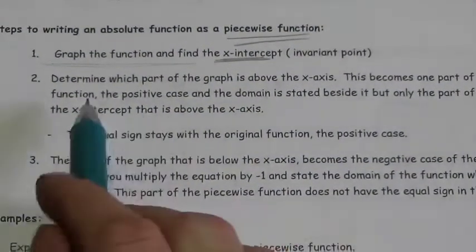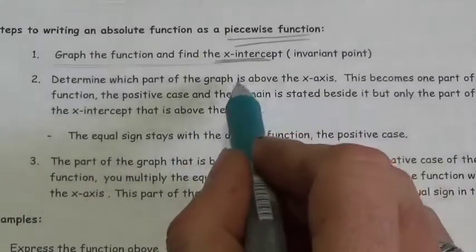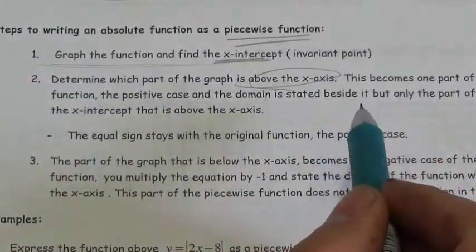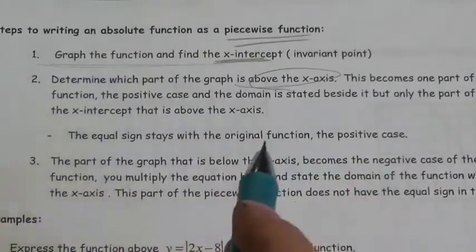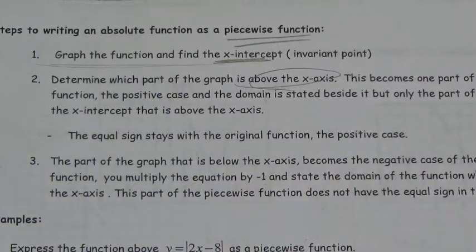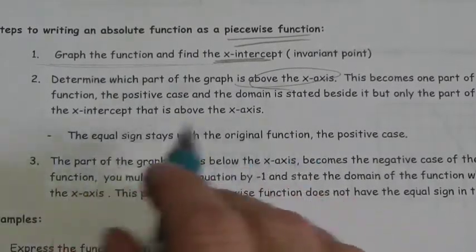So now the next thing that you're going to do here is determine which part of the graph is already above the x-axis. That's the part that stays the same. That is going to be related to the positive part of that function, because remember the absolute value doesn't change that part, leaves it alone. So we just leave it like that.